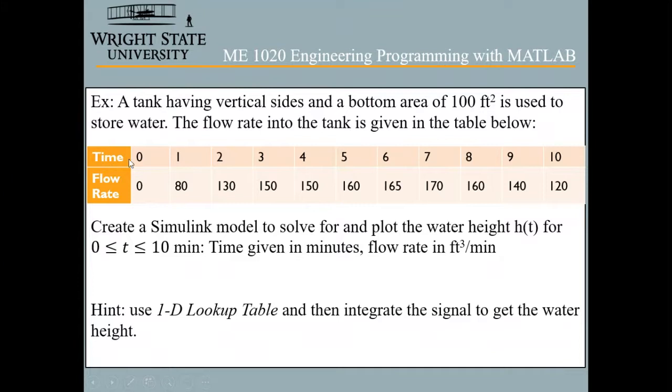So you assume that t is in minutes. Every 60 seconds is in this table here, and then the flow rate varies. You assume that the flow rate is in feet cubed per minute. What you want to do is plot the water height for that time. There's a couple of tricks you need to do. If the flow rate is in feet cubed per minute, you're going to need to do some quick conversions, depending on how you want to do this.